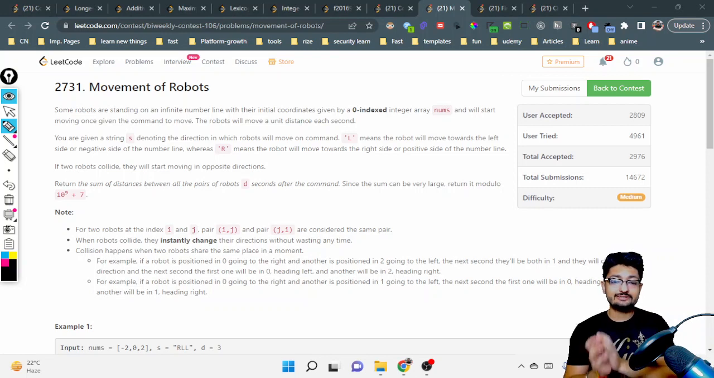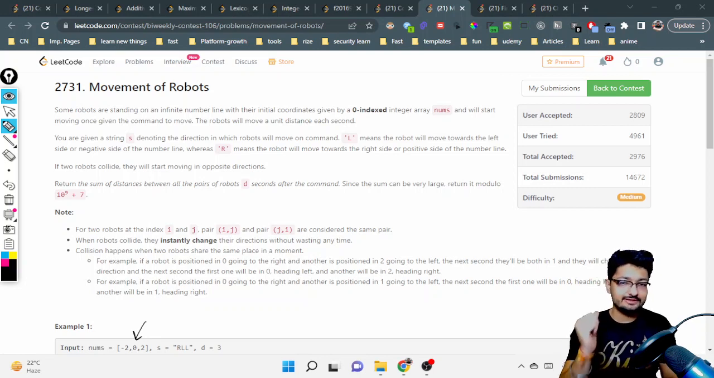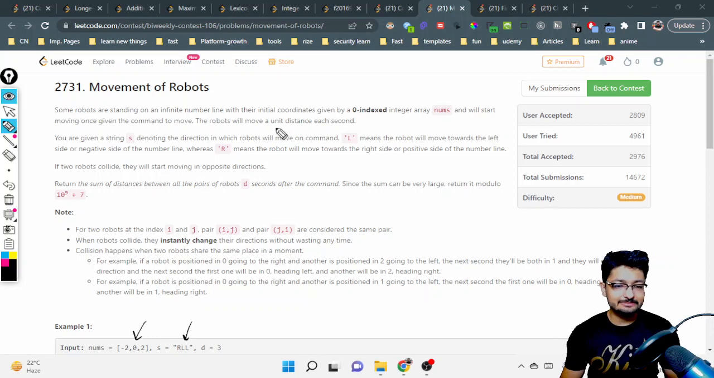with the initial coordinates given to you by a zero-indexed integer array. So as you can see, we have an integer array nums which gives the initial coordinates where these robots are standing. These robots will start moving in a particular direction, which is given to you as well at the start of the command, and they will keep on moving in that direction. The speed is such that they will move a unit distance in each second.